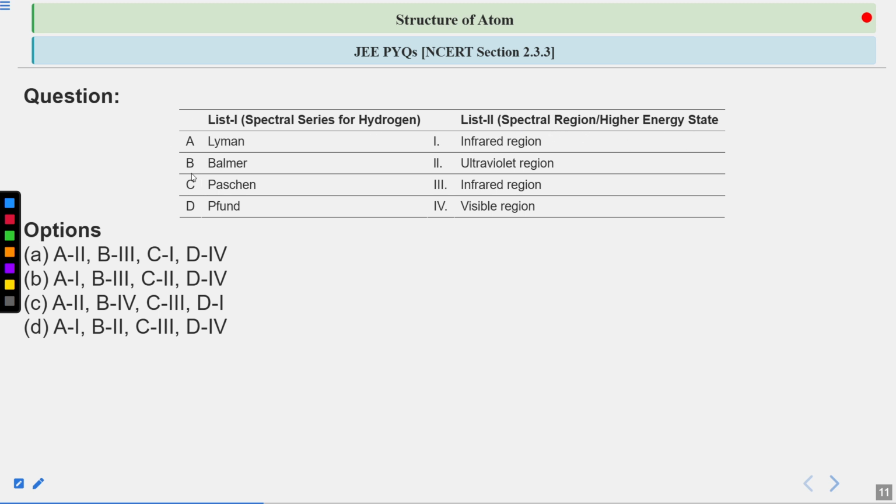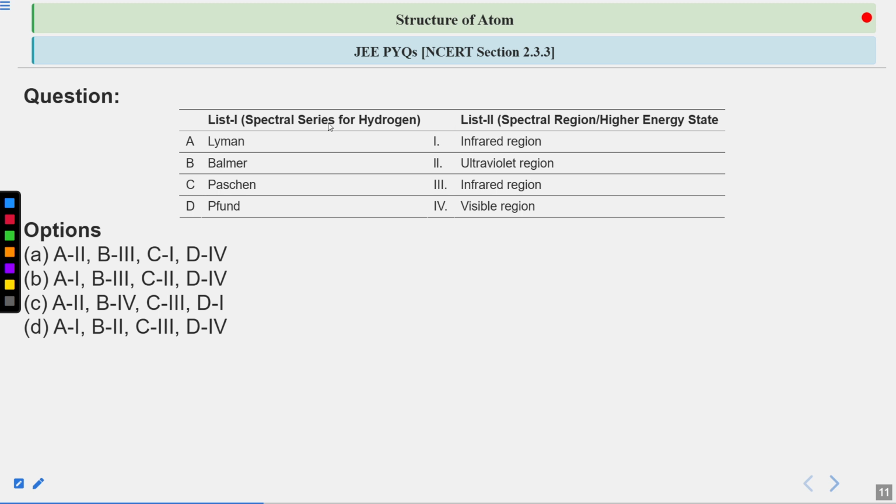Now the 4 columns indicating A, B, C and D have the list 1 values as Lyman, Balmer, Paschen and Pfund. Similarly, in the list 2 we have 4 rows: first, second, third and fourth. The first row in the list 2 is infrared region, second row is ultraviolet region, third is infrared region, and the fourth one is visible region.